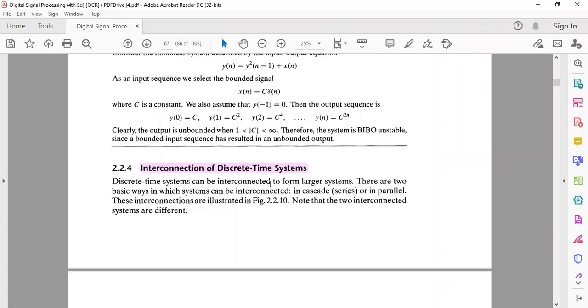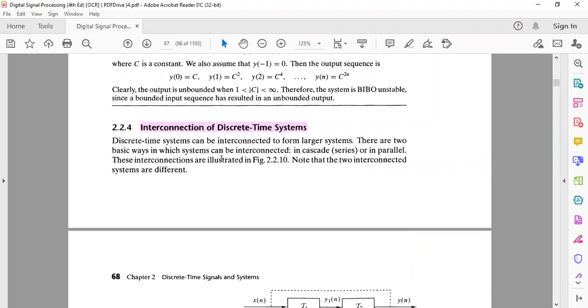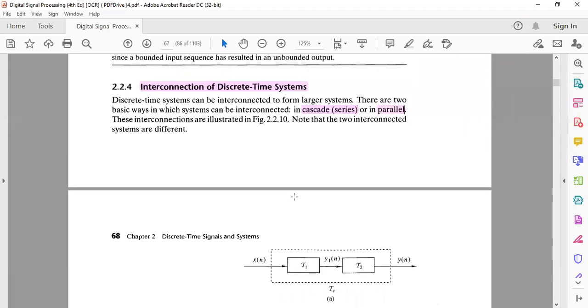The interconnection of discrete time systems. We're just going to look at this briefly, and we'll call it a class for the day. So discrete time systems can be interconnected to form larger systems. There are two basic ways in which systems can be interconnected. It can either be in series, which we call cascade, or in parallel. And these interconnections are illustrated here.